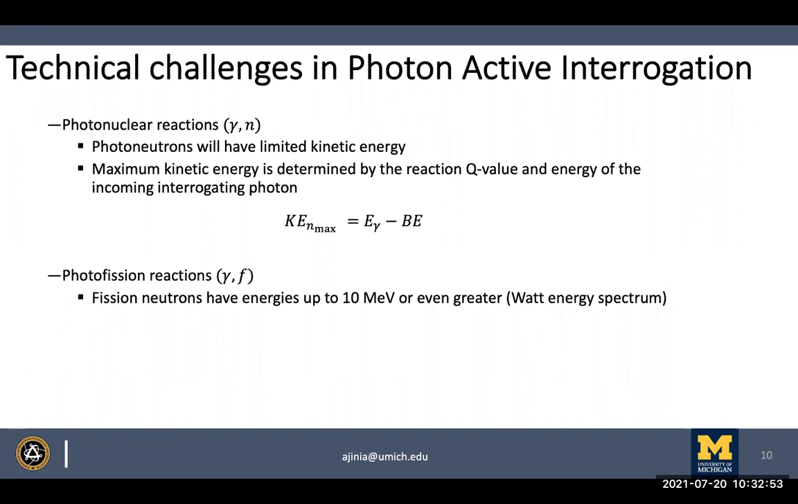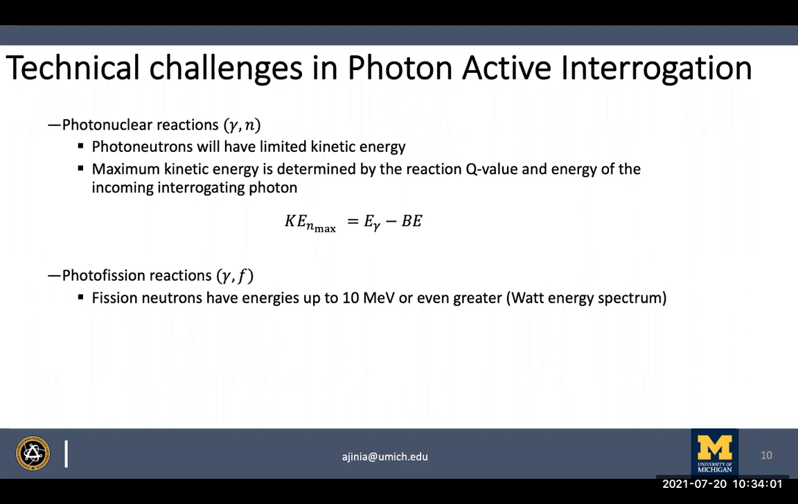As I said earlier, we have two possible reactions happening at photon energies up to 20 MeV: the photodisintegration reaction and the photofission reaction. But there is a way by which we can separate out fission neutrons from the photodisintegration neutrons. Let's consider a simple case where we have a gamma-n reaction. The neutrons produced through this reaction will have limited kinetic energy, a function of two parameters: the Q value of the gamma-n reaction and the energy of the incoming interrogating photon. So the maximum energy that the neutron can carry away is equal to E gamma minus the binding energy of the gamma-n reaction.